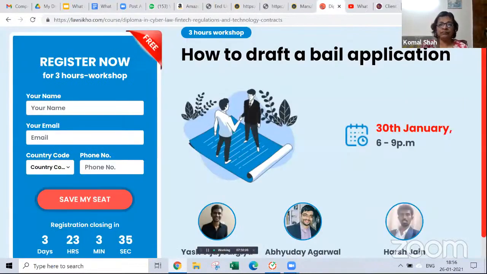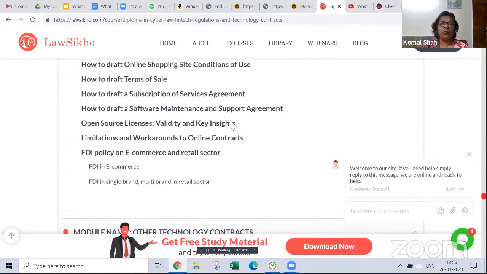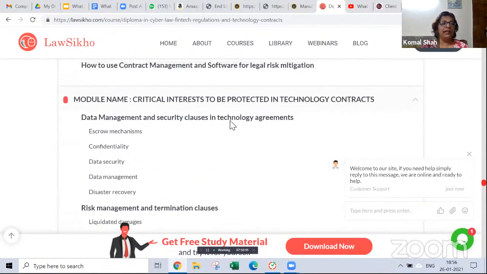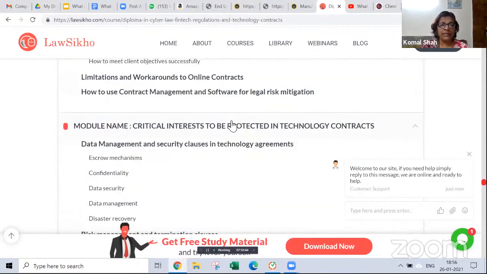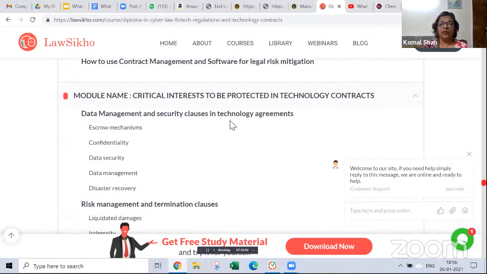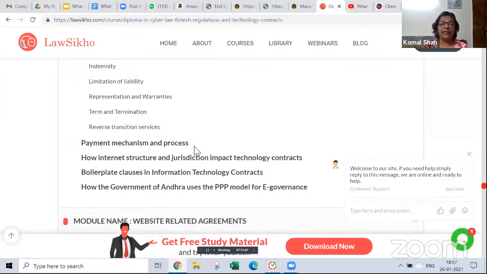I've always shown this. You go to the website of LawSikho, and we have this course on cyber law, fintech regulations and technology contracts. You go to the syllabus of that course and you can find different types of agreements and contracts listed here. You can even check the clauses listed here. What are the critical interests to be protected in technology contracts, for example? Which are the clauses? Data management and security clauses. You can go to the websites and see the kind of clauses you find in those contracts: risk management and termination clauses, payment mechanism, all of this.